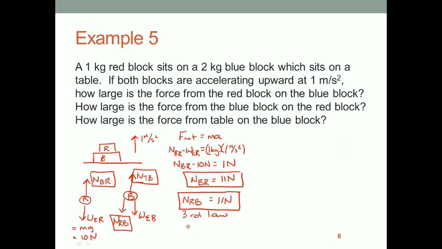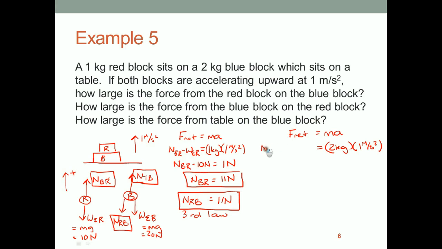Finally, to find the normal between the table and the blue block, I can look at the blue block. First thing I'm going to do is calculate the weight. It's a 2 kilogram blue block. Acceleration due to gravity is 10, so that's a 20 newton weight. Okay. The mass again is 2 kilograms. The acceleration is 1 meter per second squared. I take everything in my positive direction, and I didn't write it, but I have assumed that up was positive, so I'll make a little note of that now.